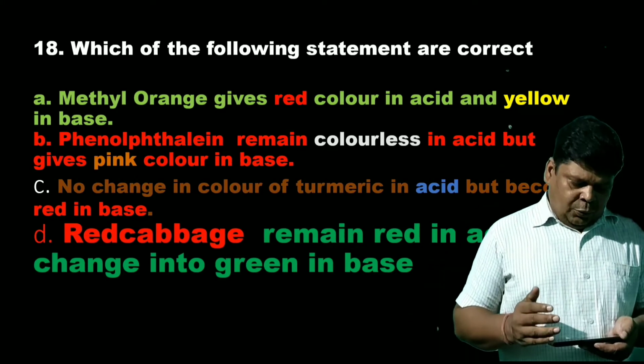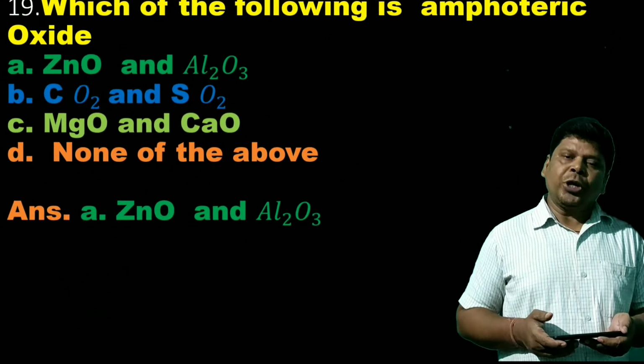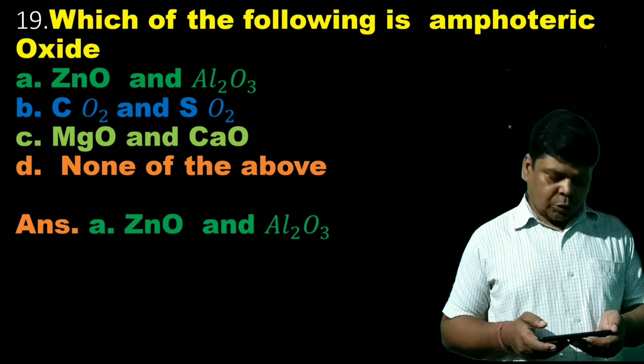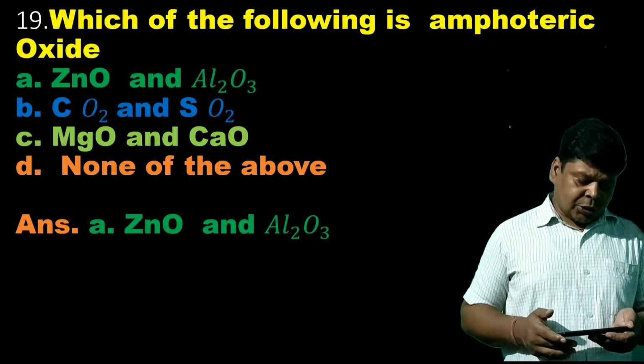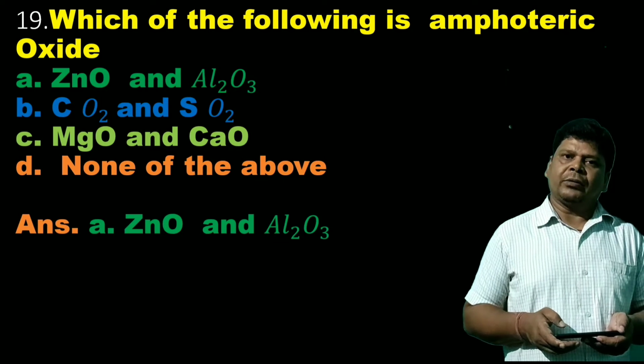Now, which of the following is amphoteric oxide? This is zinc oxide and aluminum oxide, carbon dioxide, sulfur dioxide, magnesium oxide, calcium oxide, none of the above. Correct answer is zinc oxide and aluminum oxide. These are amphoteric oxide.